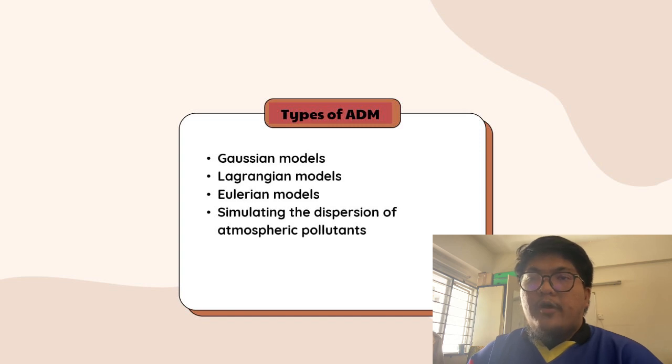There are four types of ADM. First is Gaussian models, Lagrangian models, Eulerian models, and lastly is simulating the dispersion of atmospheric pollutants.